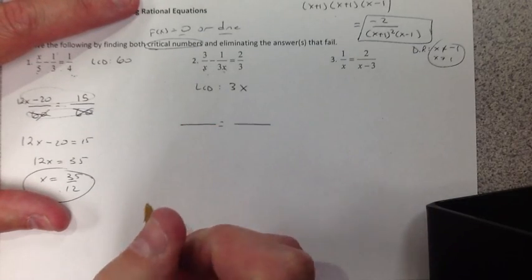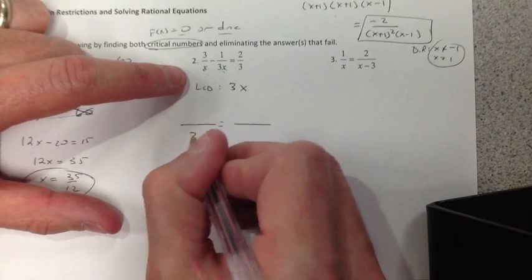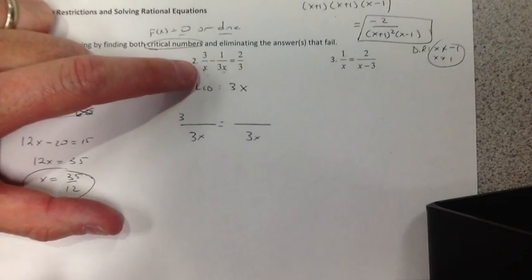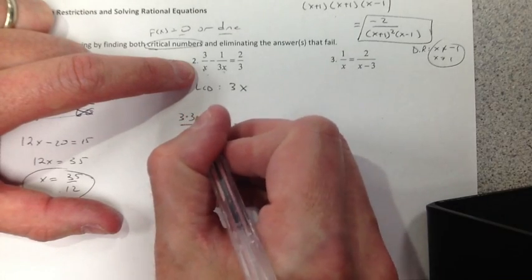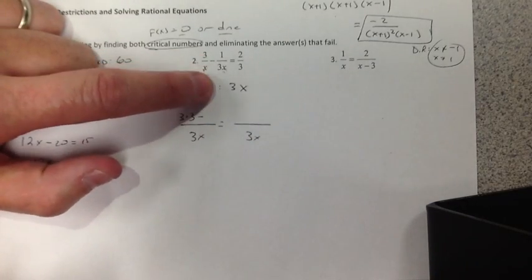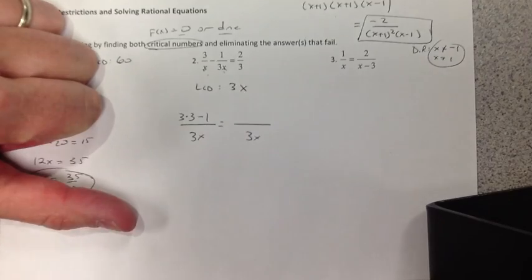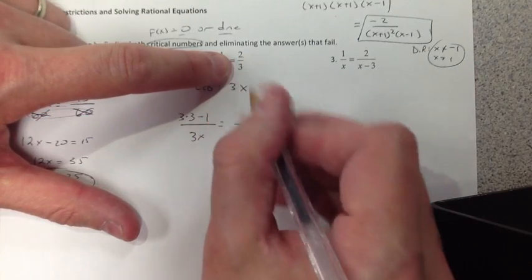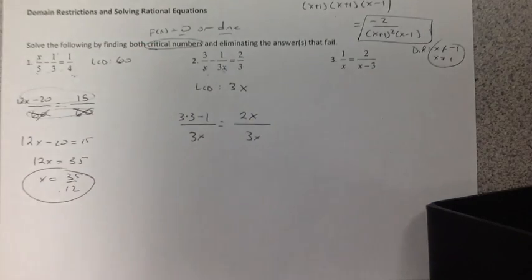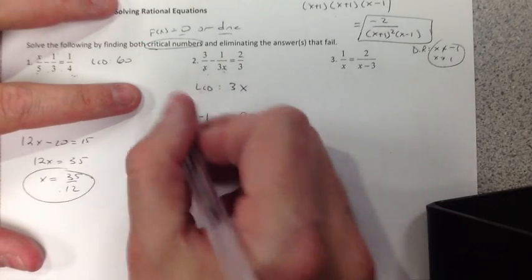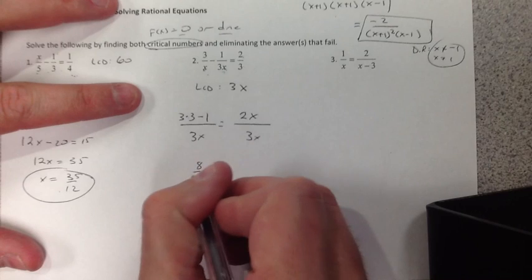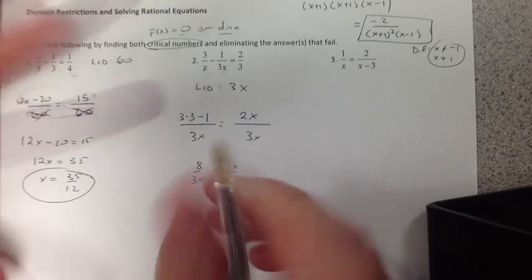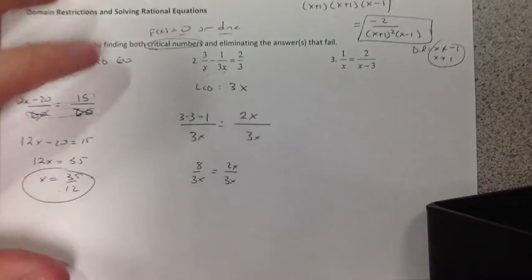So I write two fractions. They both have to have 3x underneath. Now, this 3 has the x. What's it missing? The 3. So I have to multiply by 3. Minus, now this 3x has them both, so that's not going to have any. The 2 has a 3 on the bottom. What is it missing? That's right, the x. So what do we wind up with? Over here, we get 9 minus 1, so 8 over 3x equals 2x over 3x. Don't reduce. We'll talk about this in just a second.